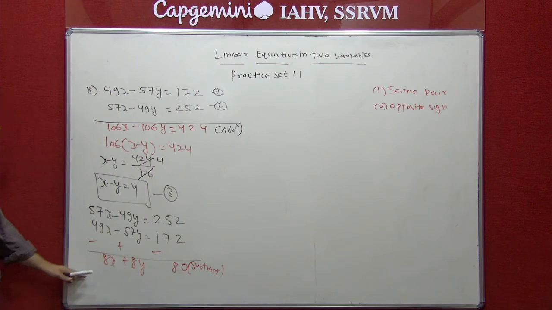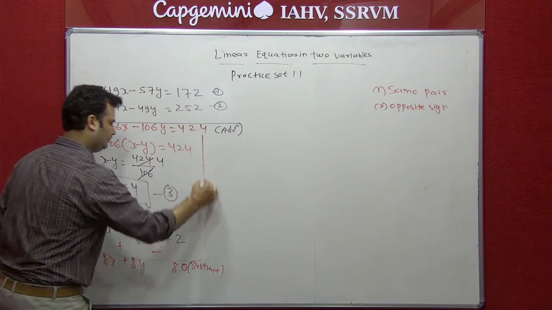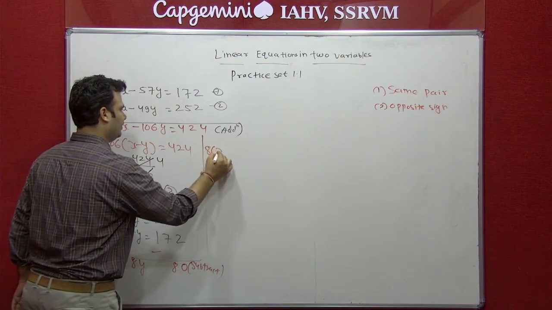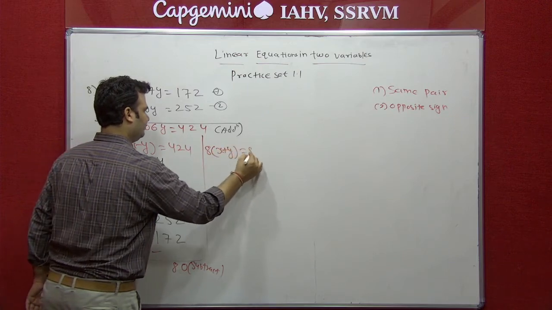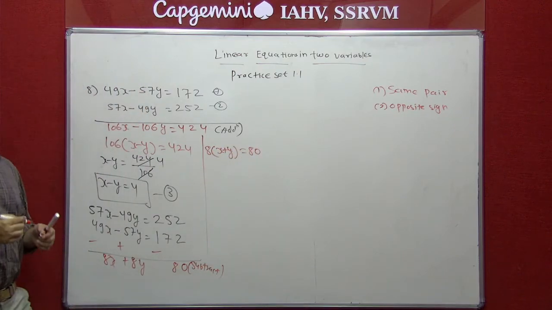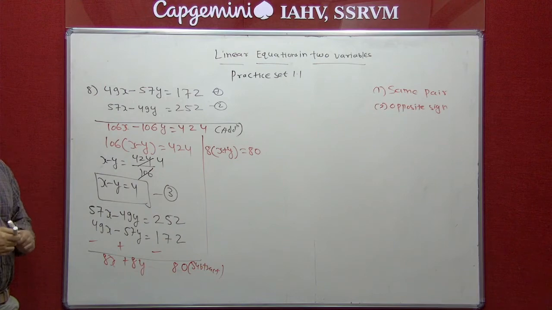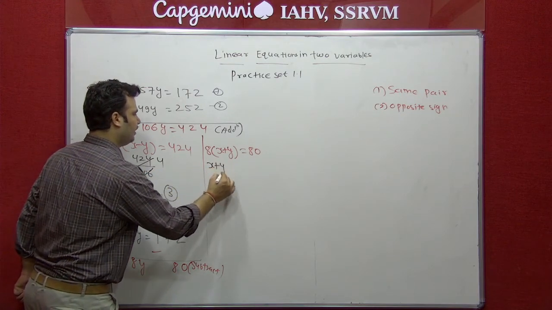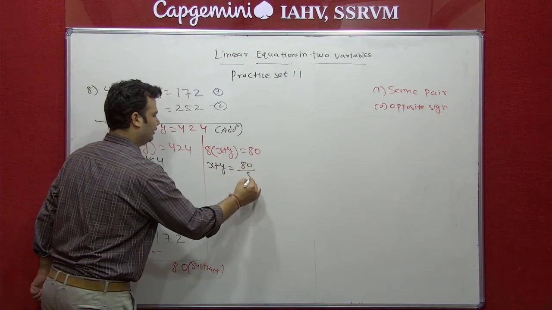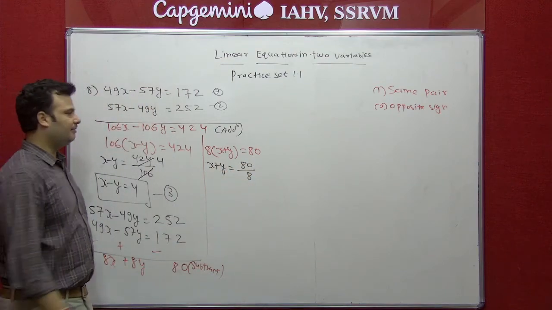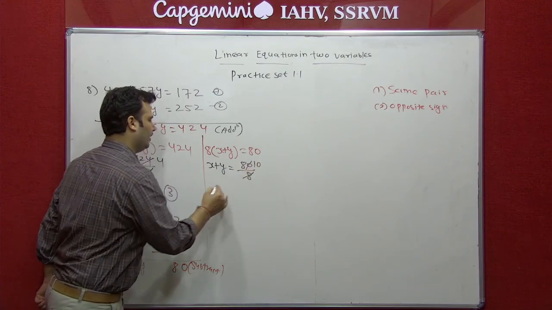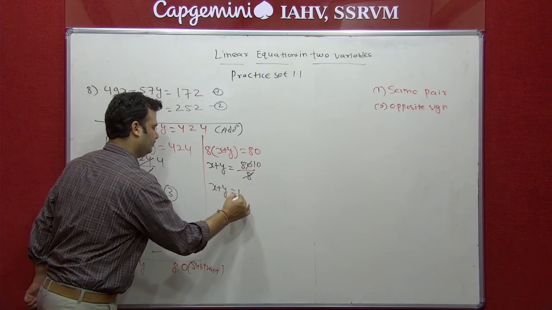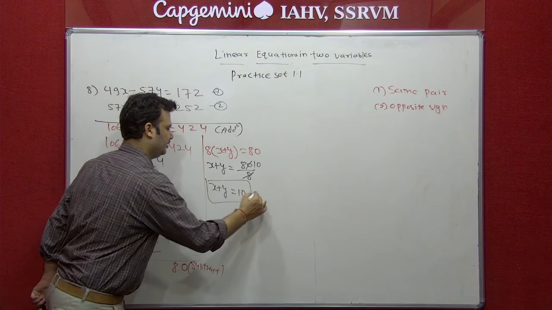8x. So again 8 is common, so we can take 8 common. x plus y equal to 80. Now we have to find the value of x plus y. So this side is multiply, the opposite side becomes divide. So x plus y equal to 80 upon 8. Simple 8 table, 8 tens are 80. So x plus y equal to 10. This is equation number 4.